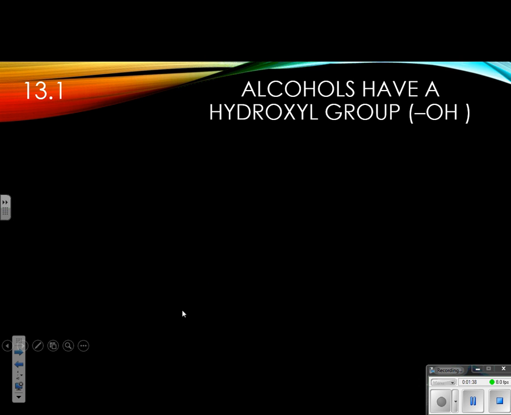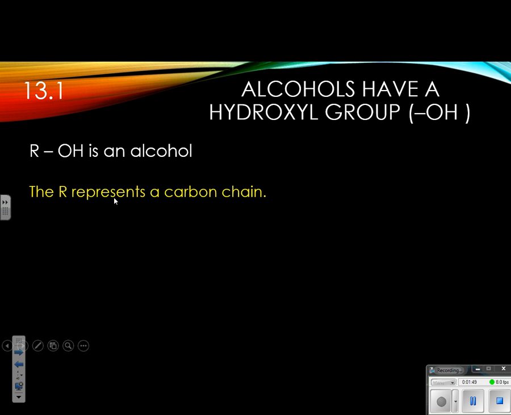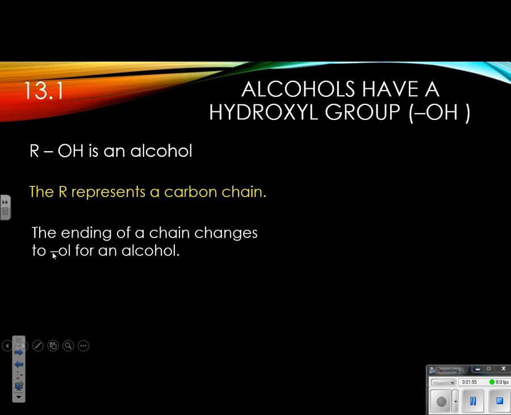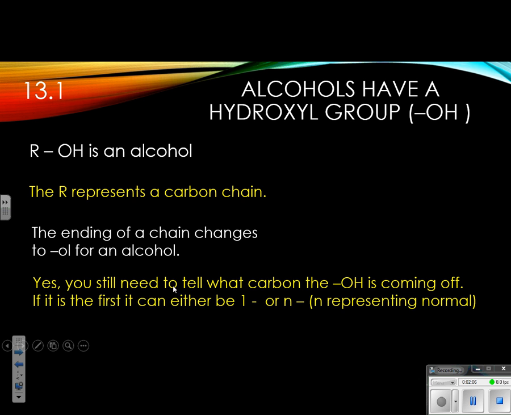Well, alcohols have an OH group, and that's some kind of carbon chain, which is R, attached to an OH. That is an alcohol. The ending of the chain changes the name of a chain to OL for the alcohol, and you do just the same thing as if you were finding a methyl or an ethyl or another group coming off of a chain. You would tell what number carbon it came off. If it's the first carbon, you'll see a lot of times that instead of putting one dash, they'll put N dash, and N just means normal, so it's at the end.